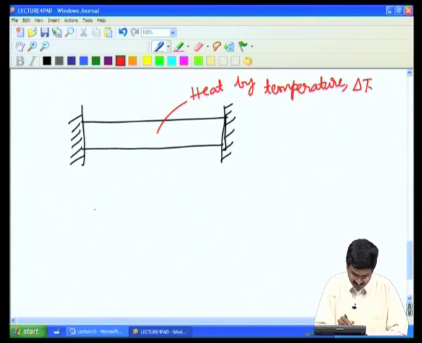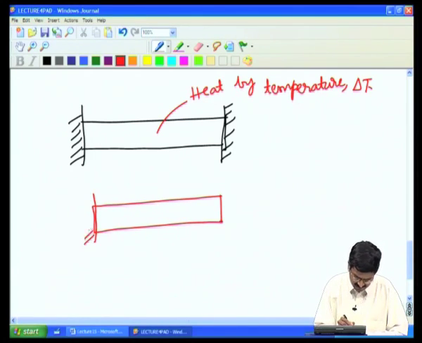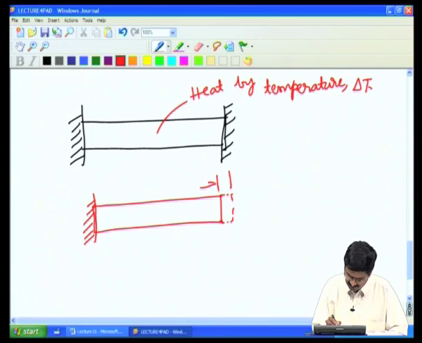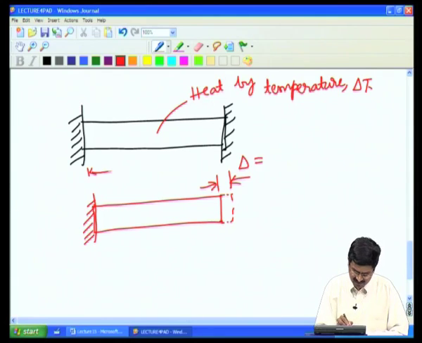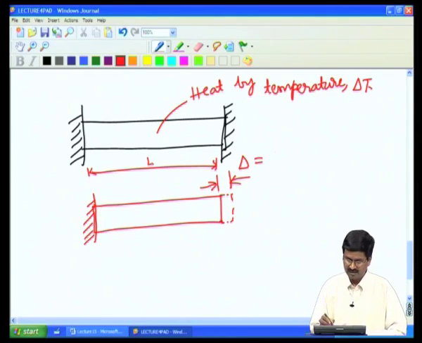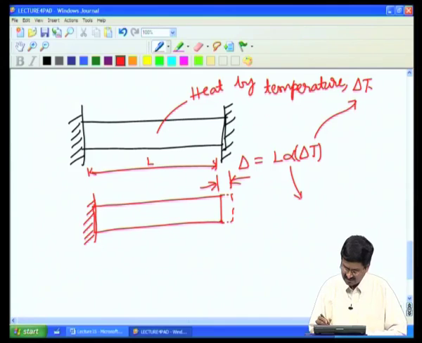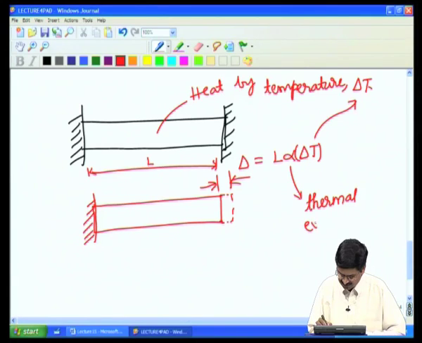How much will it expand? If it were to be free, let us say I take this to be fixed at one end, it would have expanded by an amount which we can call delta, that will be given by the length of this bar L times alpha times delta T. Delta T is the rise in temperature, that is what we have indicated over here. This alpha is a material property called thermal expansion coefficient.